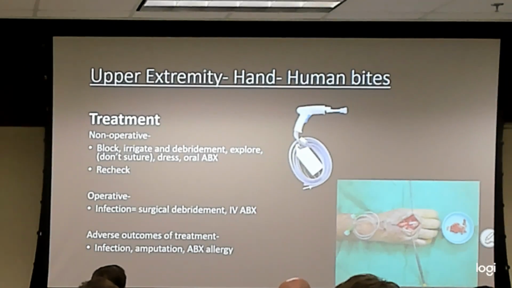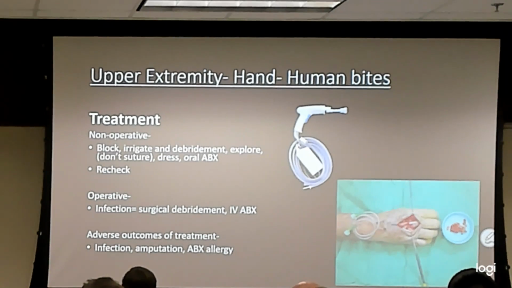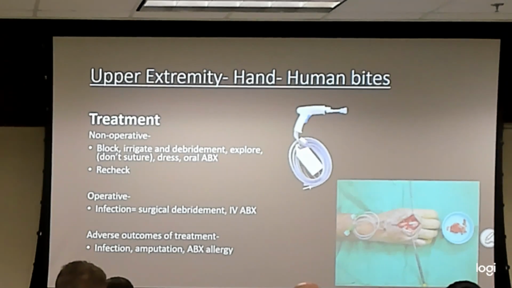Treatment. So non-operative, so I'm going to give them a block. Tends to be like a wrist block. Irrigate and debride, figure out what's where, figure out how much is disrupted, figure out what parts of this tendon are and are not in continuity. If they have an infection going on, please don't feel the need to suture it closed to trap those bacteria. You can dress and give them oral antibiotics. And we're going to do serial rechecks on this to make sure that they don't get an infection or tear the remainder of their extensor tendon.